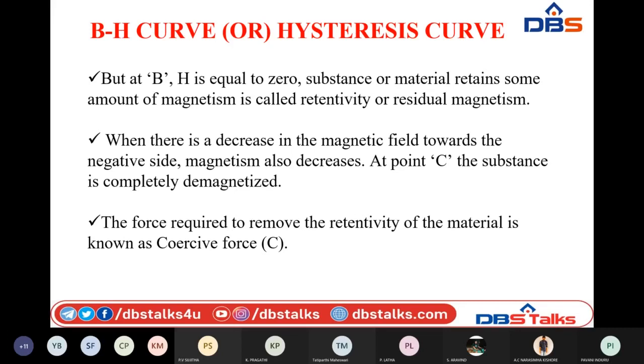When the magnetic field decreases towards the negative side, the magnetism will also decrease, and at point C the substance is completely demagnetized. At this point the magnetic flux density becomes completely zero. That means it is completely demagnetized, so there is no magnetism present in the magnetic material. The force required to remove the retentivity or residual magnetism present in the magnetic material is known as coercive force or coercivity.